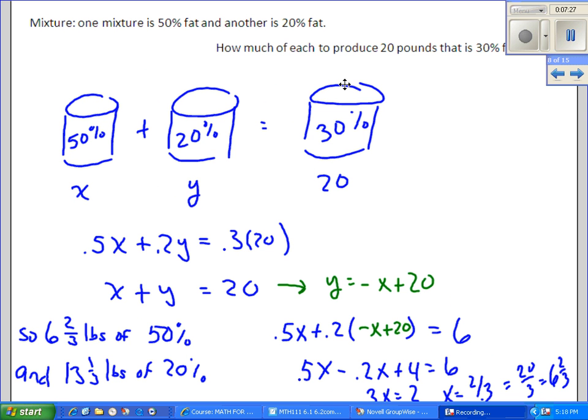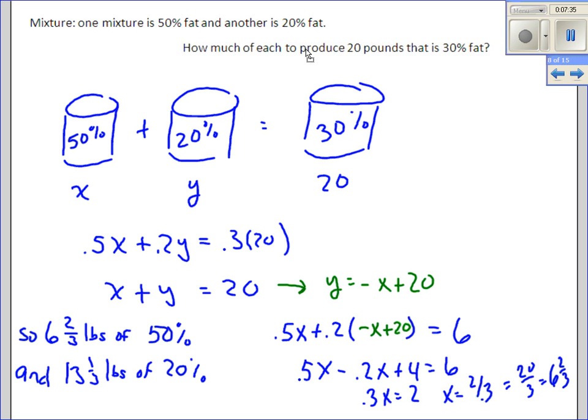And then this is a mixture type problem. So say I've got ice cream that's 50% fat and more ice cream that's 20% fat, and how much of each to produce 20 pounds that is 30% fat. So if x and y are the unknown amounts of each of the individual ice creams, and I know I want to get a total of 20 pounds of ice cream, I can set up my equations.